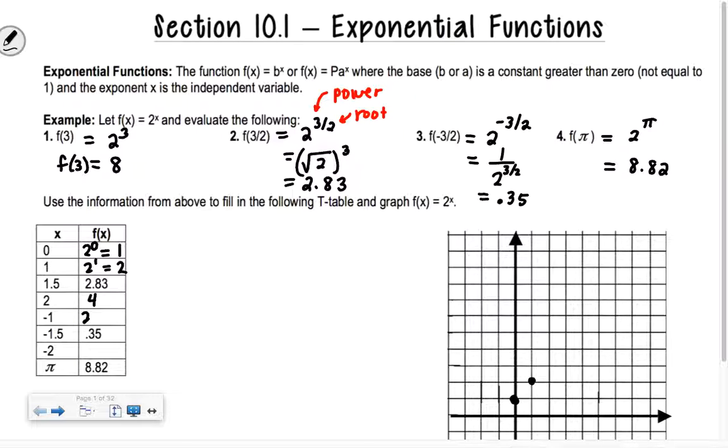How about 2 to the negative 1? Yeah, it's 1 over 2. Do you guys remember that? A negative exponent means 1 over. So 2 to the negative 1 is 1 over 2 to the first, so it's 1/2 or 0.5.